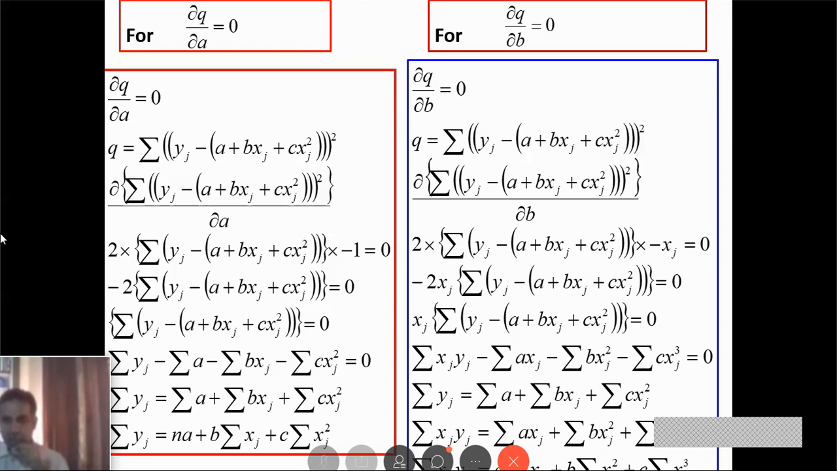So you can cancel the 2 out, and get this as Σxj multiplied by yj minus a plus bxj plus cxj squared. Taking this out of the brackets, Σ of xj into yj, multiply xj and yj, minus again Σ of a into xj, and it's a into minus a into xj.